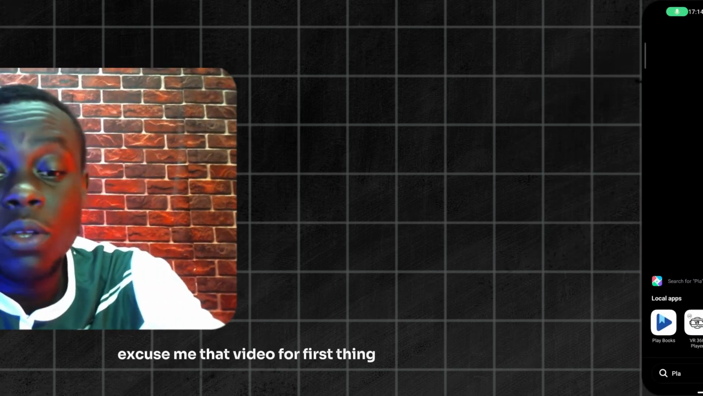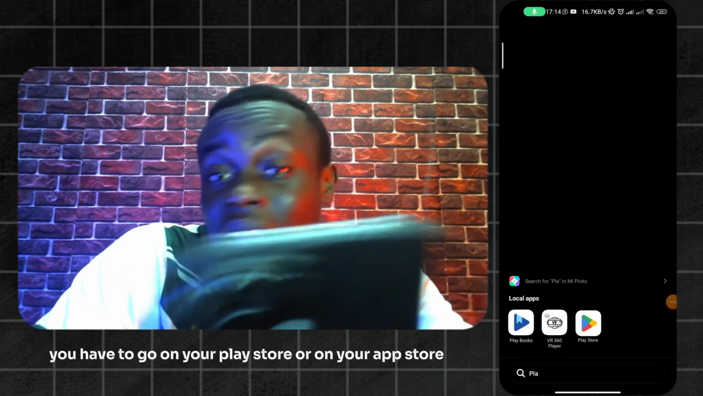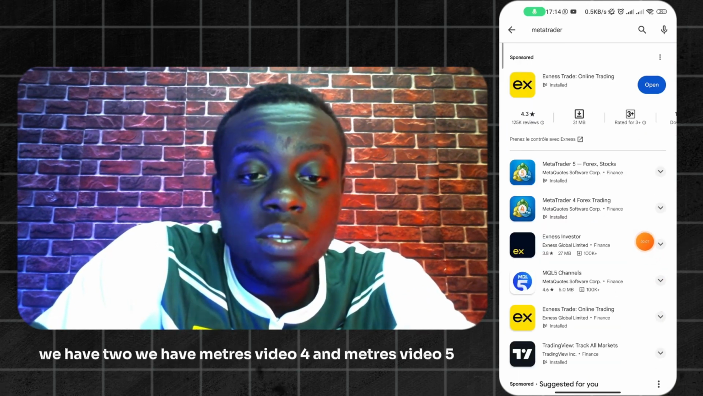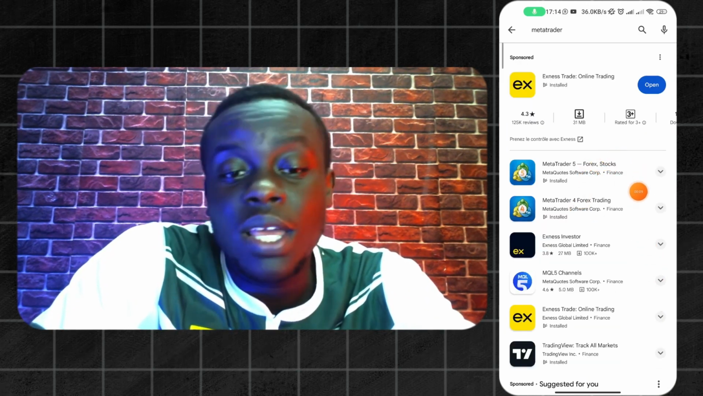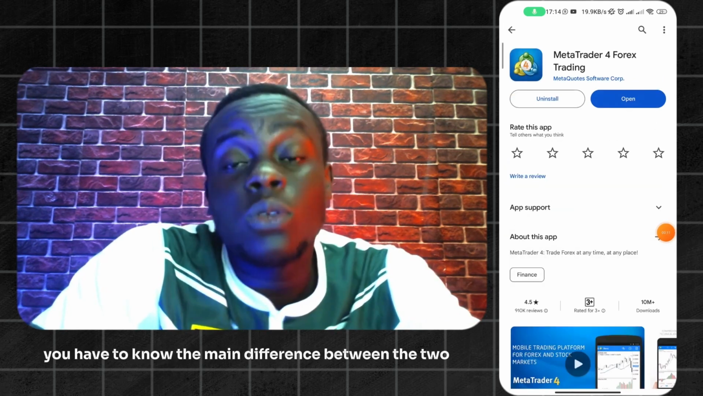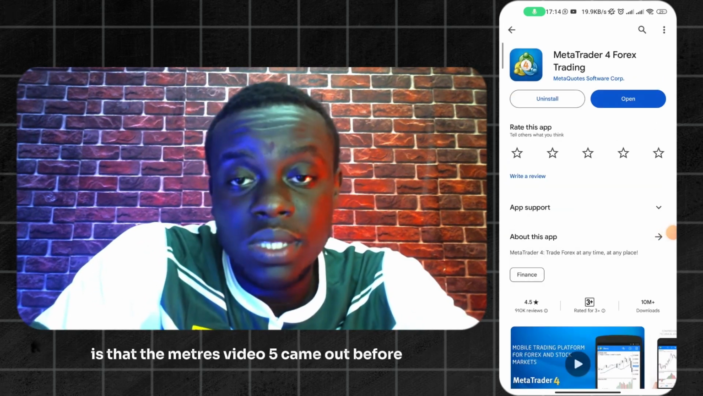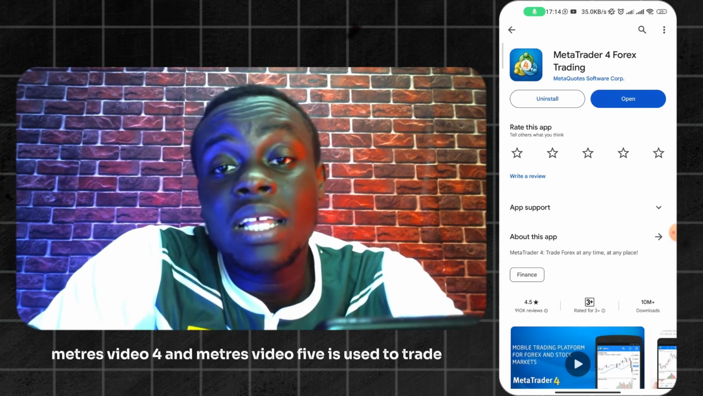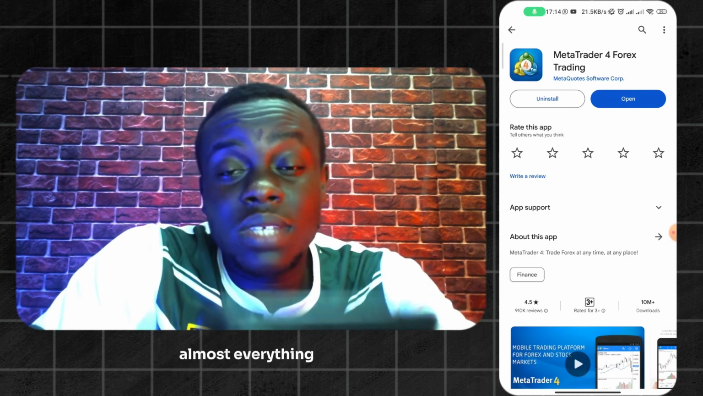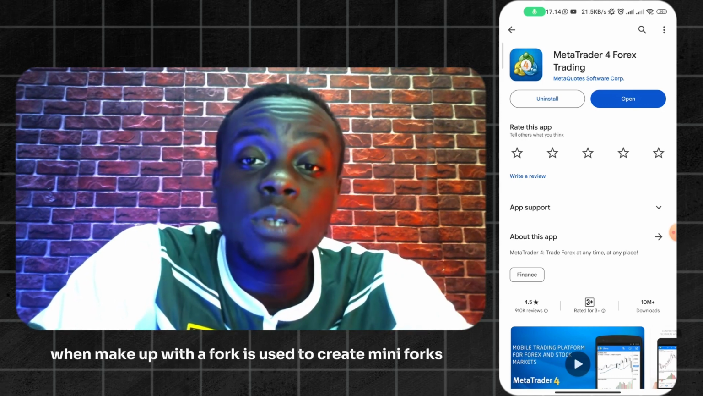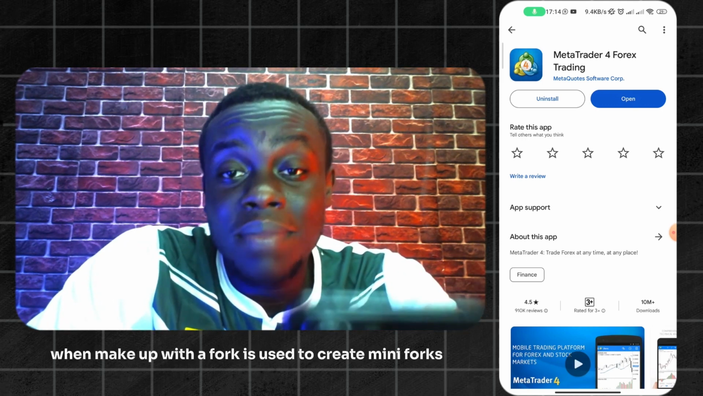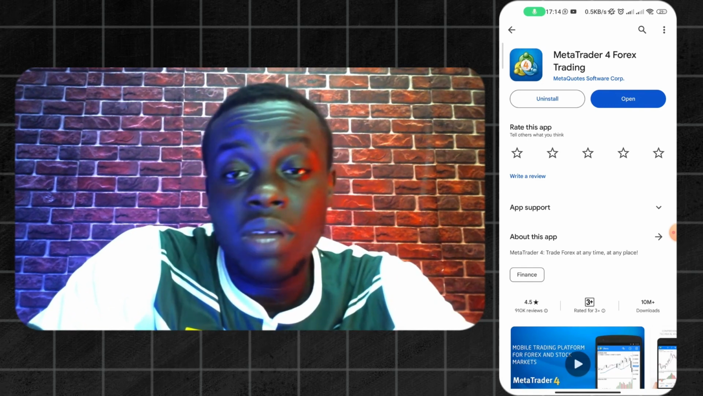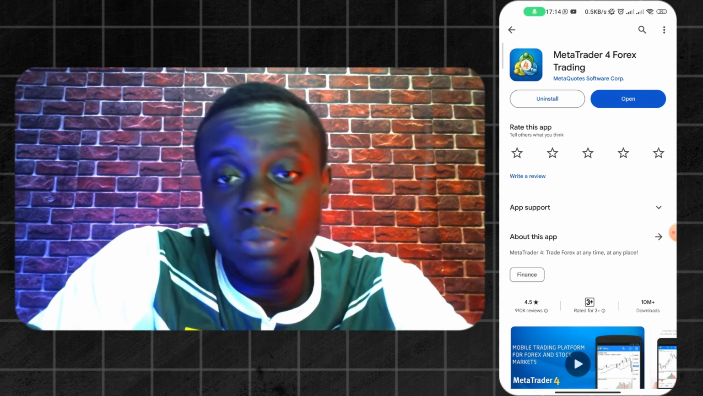To use MetaTrader 4, the first thing you have to do is go to your Play Store or your App Store and search for MetaTrader. We have two: MetaTrader 4 and MetaTrader 5. You select MetaTrader 4. You have to know that the main difference between the two is that MetaTrader 5 came out after MetaTrader 4, and MetaTrader 5 is used to trade almost everything. But MetaTrader 4 is used to trade mainly forex, mainly only forex. In MetaTrader 5, you can trade crypto, commodities, and other things.